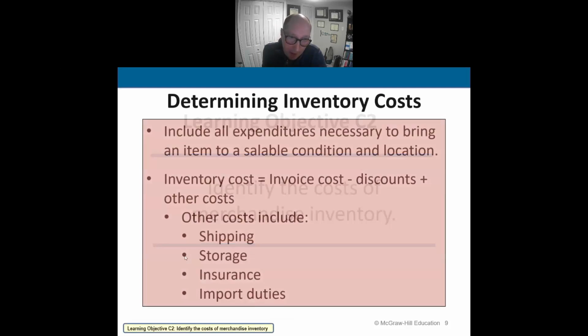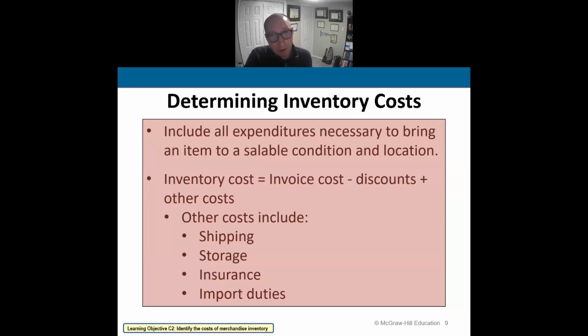So we talked about obsolete. We talked about who's responsible for shipping. All of these are related to cost, the cost of carrying the inventory. So let's talk about the cost. How much does this inventory cost me? How much is it worth? I include all expenses it took for it to get to me.